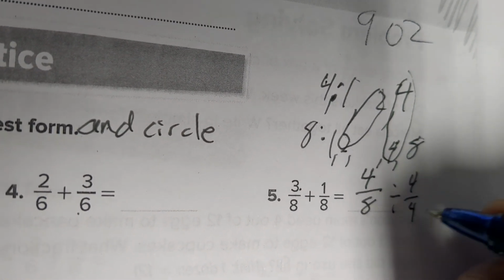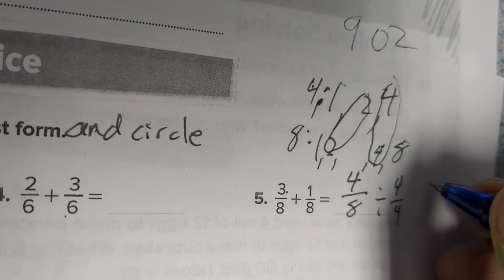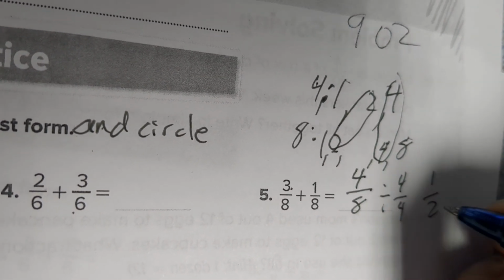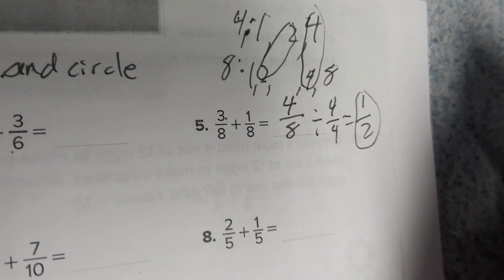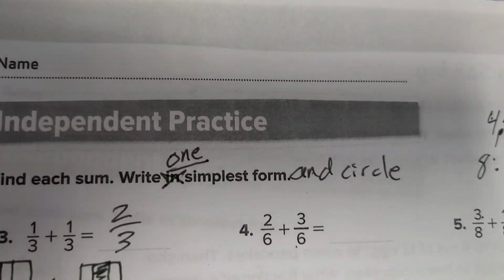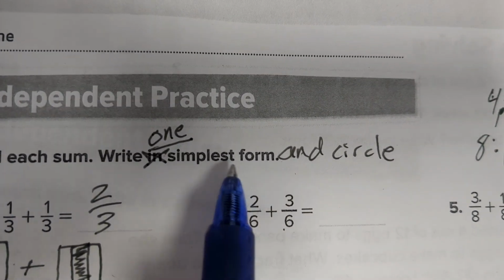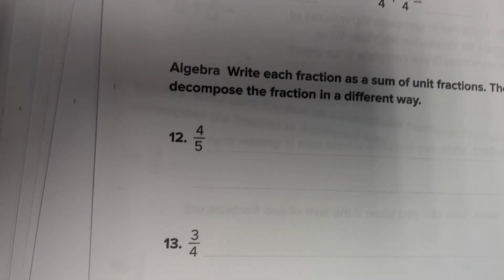So you divide both numbers by 4. 4 divided by 4 is 1. 8 divided by 4 is 2. And so in simplest form, it is 1/2. So I circled it, right? So you're going to pick another one to simplify, just one, and circle. The rest of them, I just want you to add.